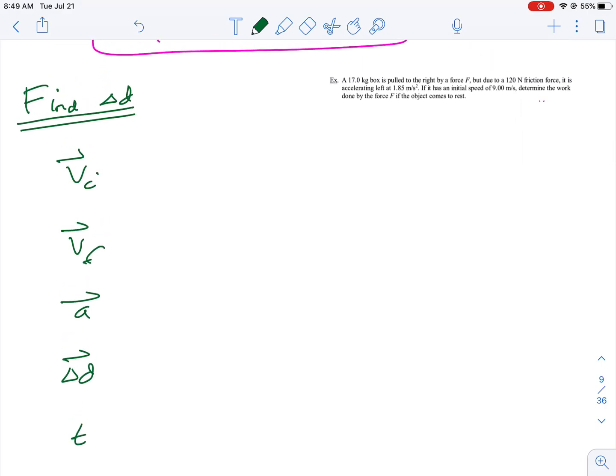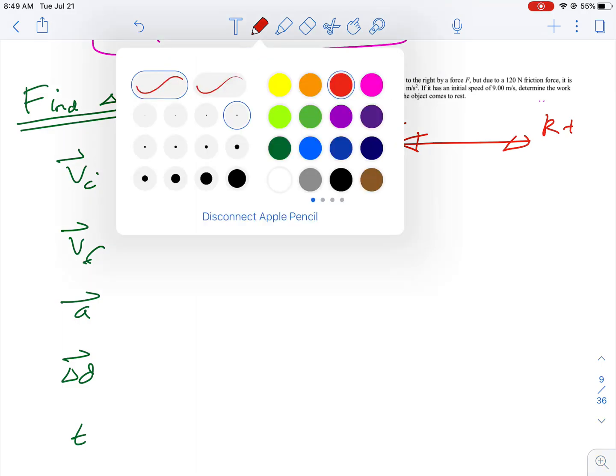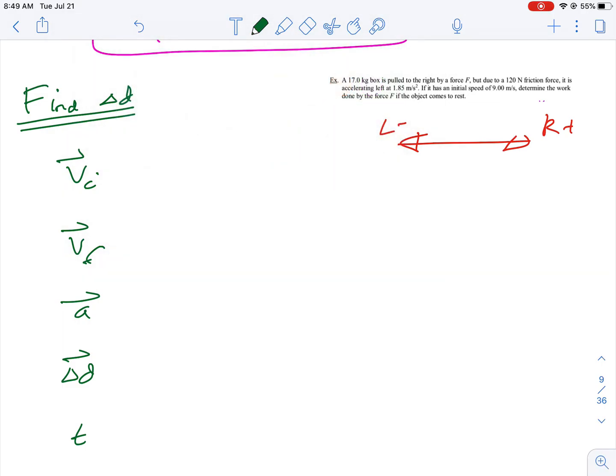And interestingly enough, I'm going to tell you that you don't have to use the same reference system that you did for the force diagram. You could, if you want to, choose right as positive this time and left as negative. Or you can stay with the same one. It's really up to you. But it's a different analysis. You can use a different reference system.